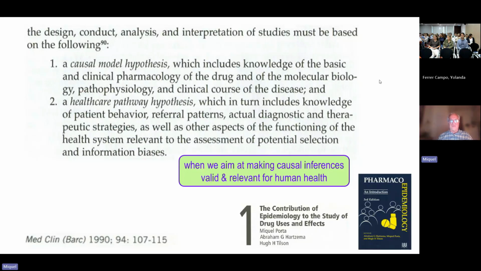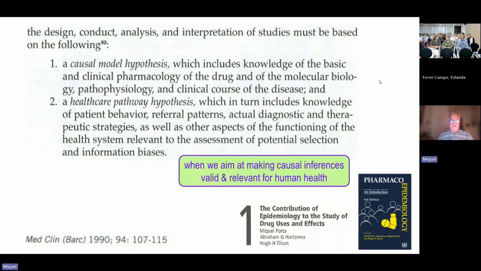To conduct research, no matter whether you have the 145 million individuals that Mauricio Barreto has in Brazil, no matter how many individuals you have, you need a causal model, which includes knowledge on clinical pharmacology, on the pathophysiology, and so on, and a causal model on the healthcare pathway. Why do they take this drug? Why do they like it or dislike it? Why does it get prescribed? What about confounding by indication?